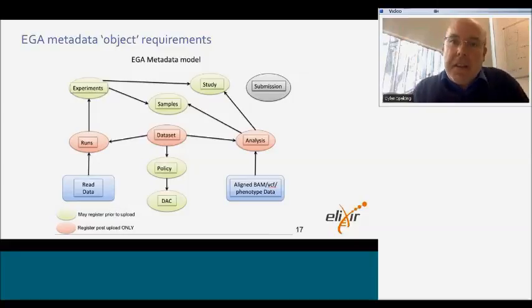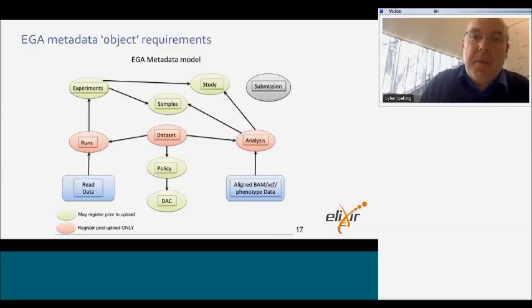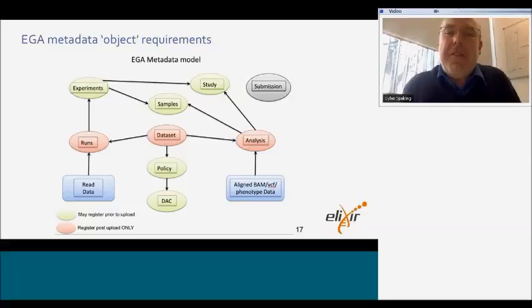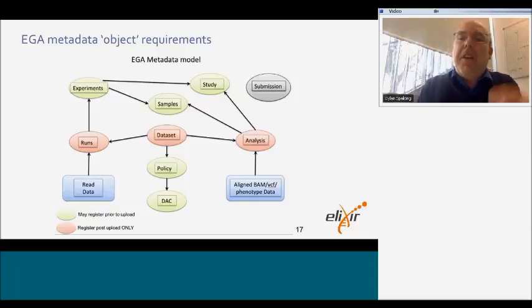Here's a diagrammatic diagram of the metadata at the EGA. You can see in blue, these are the objects that hold the files, the runs and the analysis holding read data, or analyzed data. You see the dataset that links these two together, and the policy and the DAP, and then the experiment, samples, study, and so on, which describe these data.